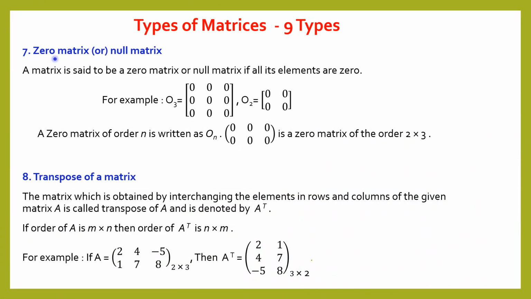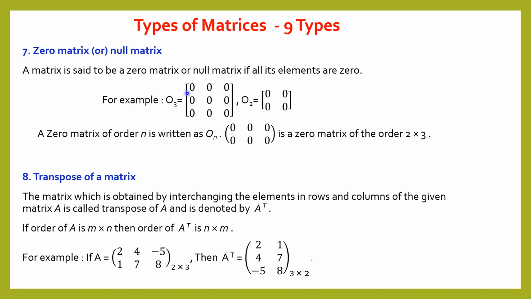Seventh one is zero matrix or null matrix. A matrix is said to be a zero matrix or null matrix if all its elements are 0. That is, in a matrix, if all the elements are 0, it is called the zero matrix. It is represented as O.